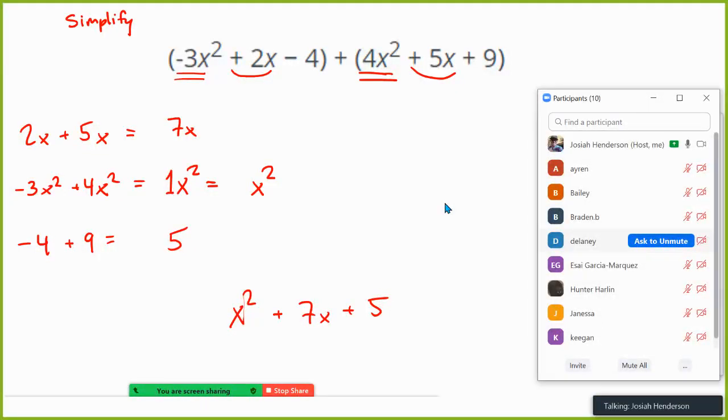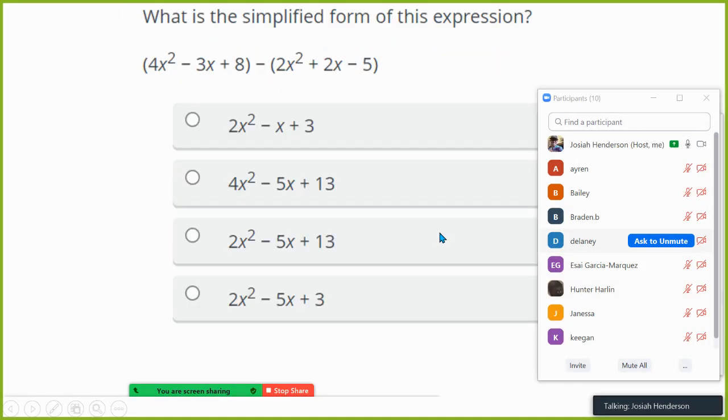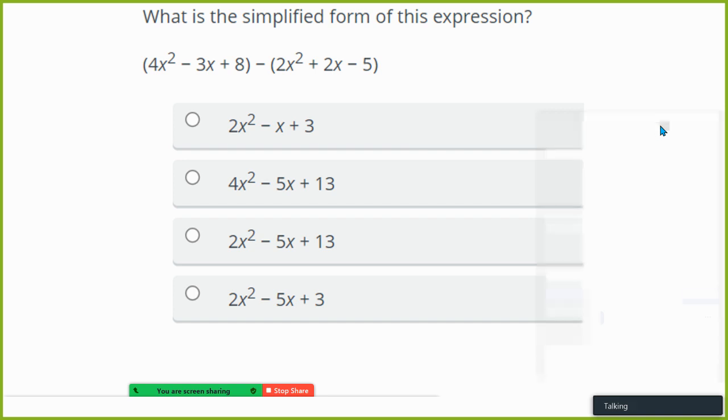Next up, I think I've got a subtraction. So it's basically the same kind of problem. Here it is. And I did include the multiple choice answers there. So it's basically the same thing we just did, except that whole second parentheses, that whole second polynomial is being subtracted. So remember, it's going to be minus everything inside there, not plus everything inside there like we did before. Minus 2x squared, minus 2x, and then minus negative 5.